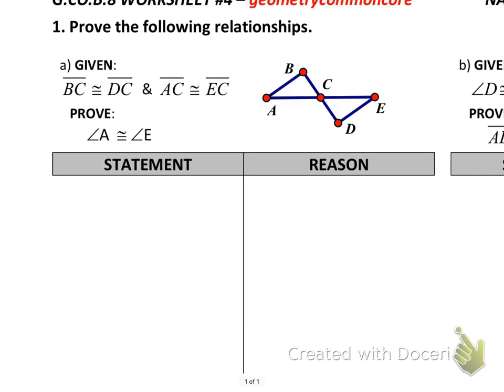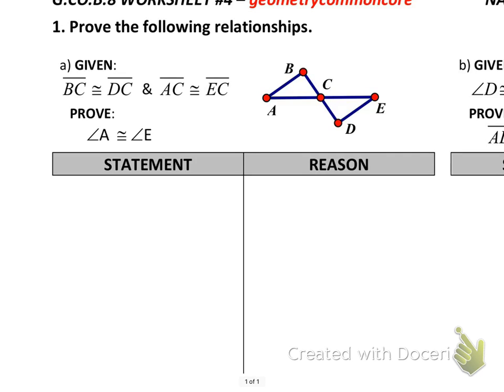Every proof statement before this has been triangle ABC is congruent to triangle something. But now we have a proof statement that says angle A is congruent to angle E. Now we can't use that as one of our congruent elements. We have to prove that they're congruent. We don't know that they are. They're not telling us that they're congruent. We have to prove that they are.